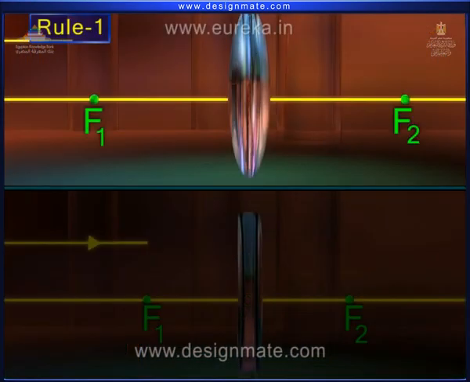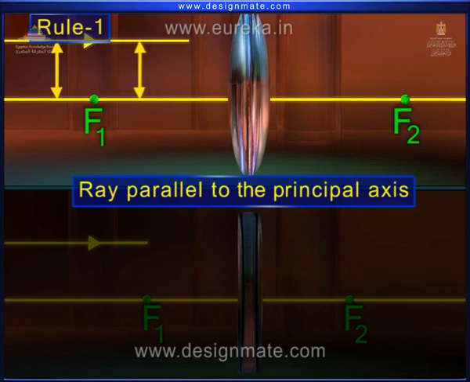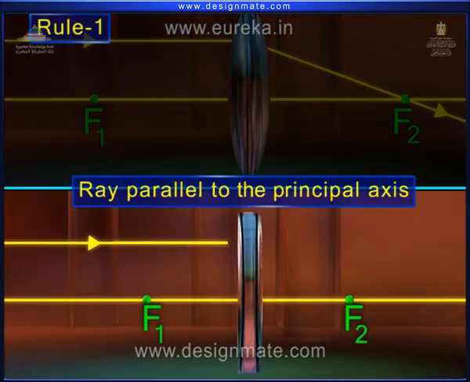1. A light ray, which is parallel to the principal axis, after refraction from the convex lens, passes through the principal focus on the other side of the lens. In the case of a concave lens, the ray appears to diverge from the principal focus on the same side of the lens.